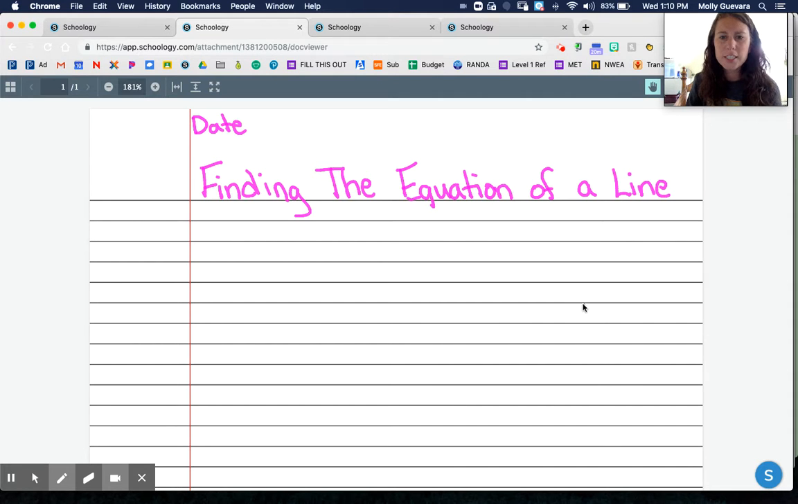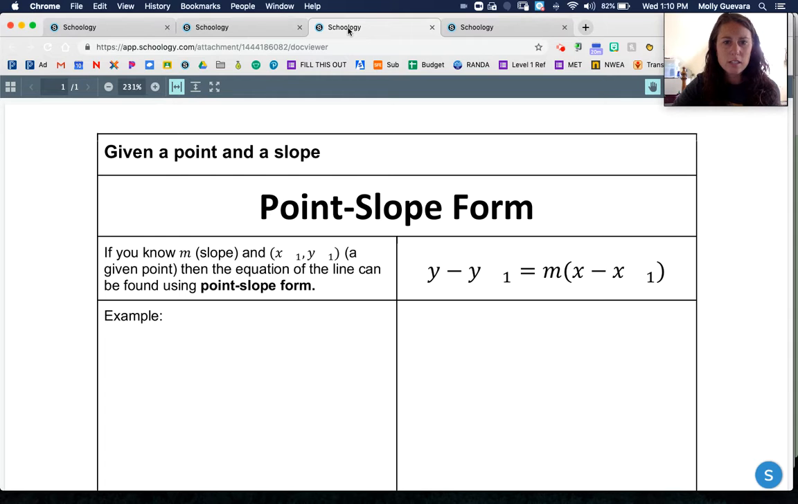And so we're actually going to start the notes off with our foldable that you got in class. So this orange one that says point slope form on it. So go ahead and find that, and we're going to fill that out first. Okay, so here we are, and we're going to fill this guy out.